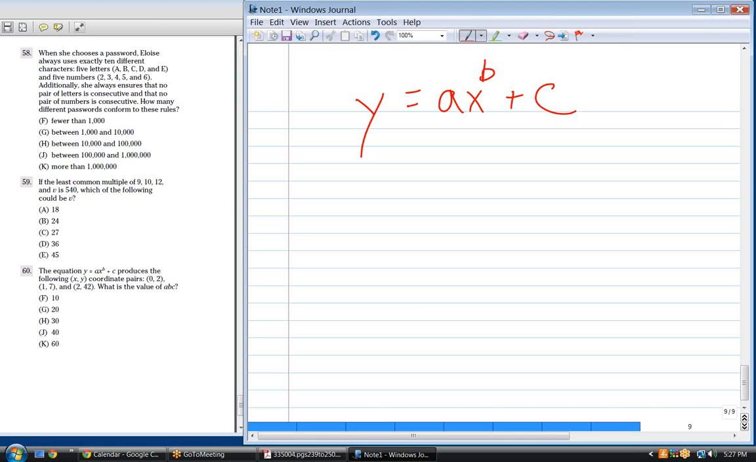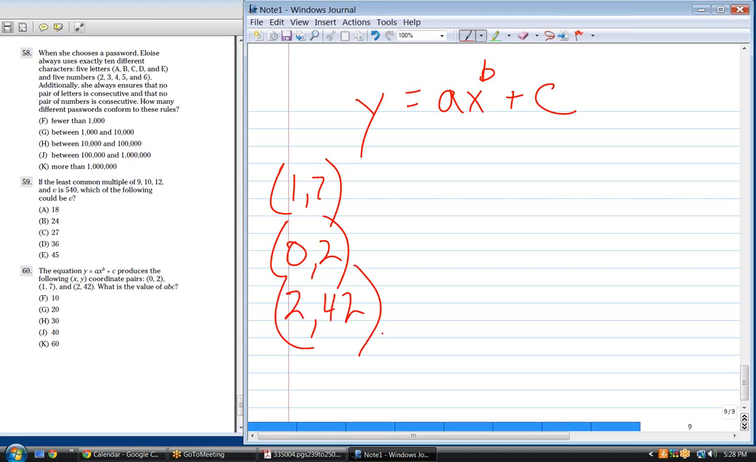All right, so problem 60. Y equals A times X to the B plus C produces 3 coordinate pairs. What is the value of A, B, and C? I don't see an easy way to do this, but I know how to do it. It's just going to take a little time. It may not take as long as it looks because of that 0.